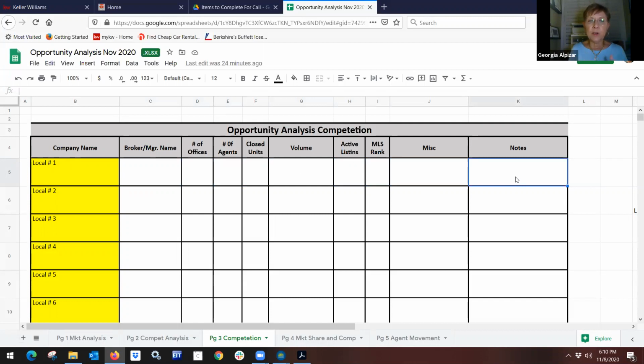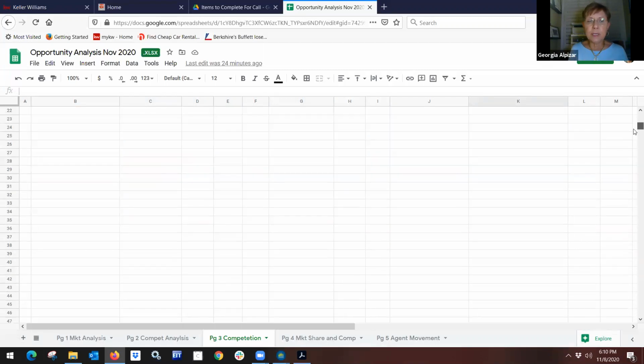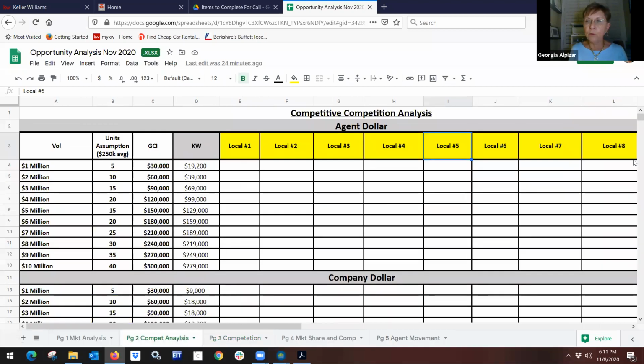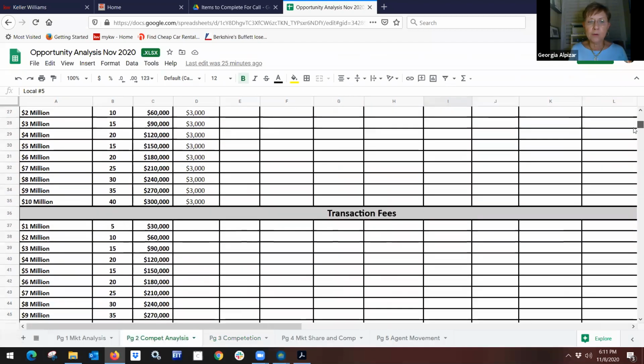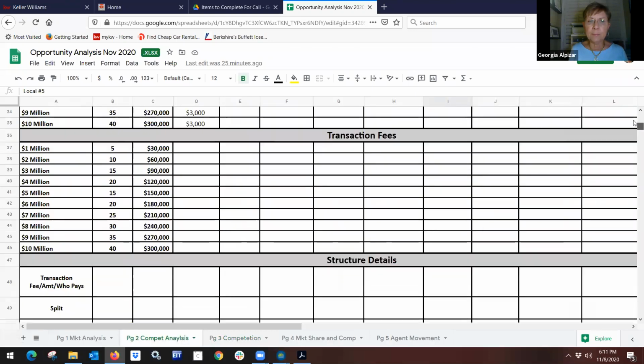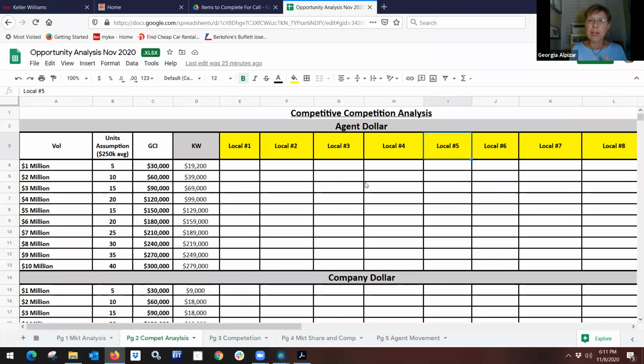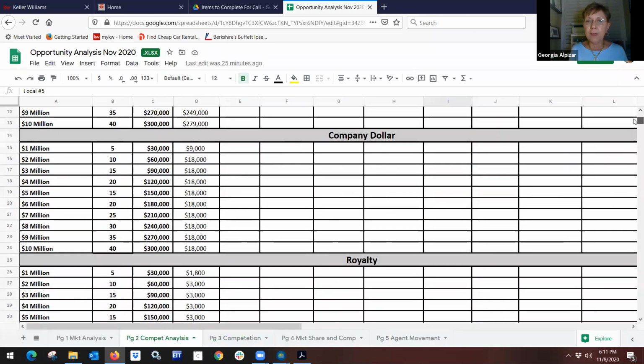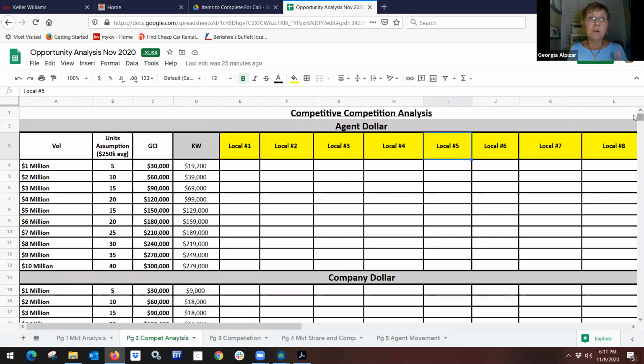So again, this is where you're really getting some good information on the competition in addition to what you did over here. You also want to pull and see how they compete with you. This is just your agent dollar, your company dollar. You're trying to find that sweet spot. Are you competing with a bunch of 100% companies? Are you competing with people that everybody's 90-10? What are you competing with? That's what you have to find out.